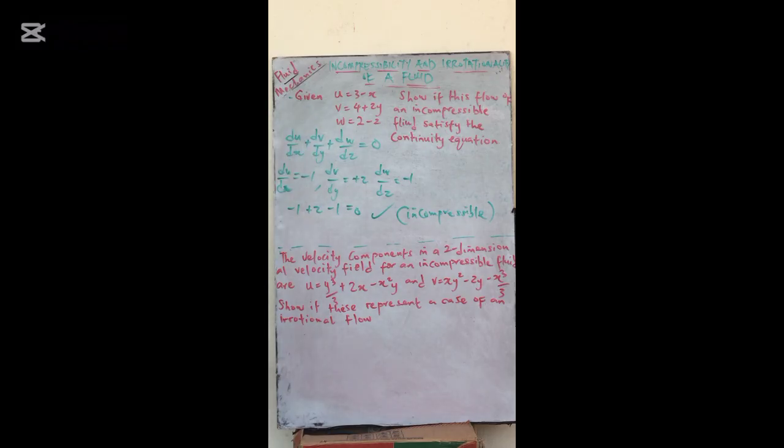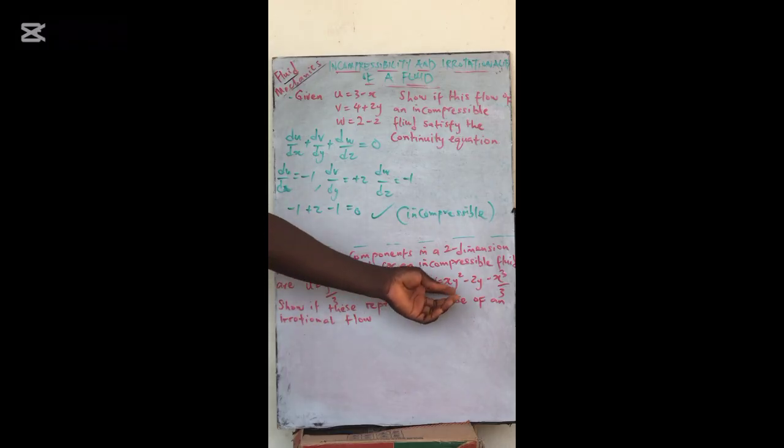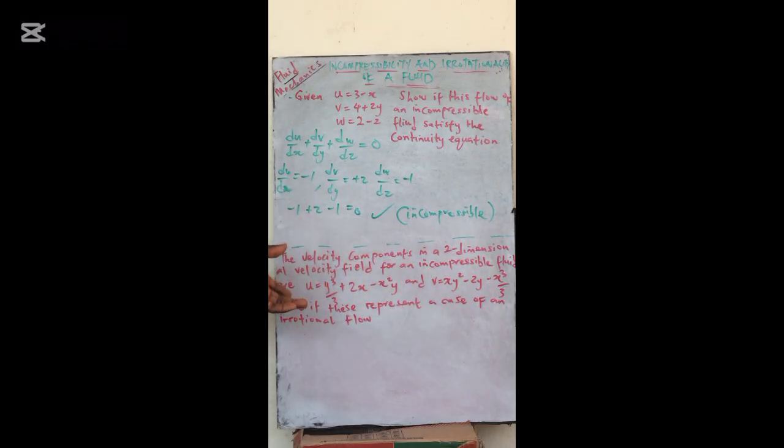So for this one, we said the velocity components in a two-dimensional velocity field for an incompressible fluid are this and this. This is an implicit equation, and also here too we have an implicit equation because it involves both x and y. It says show if this represents a case of an irrotational flow. If you want to check for an irrotational flow, there's a different formula for that. The previous one is only for incompressibility, but the one I'm going to write now is for irrotational flow.